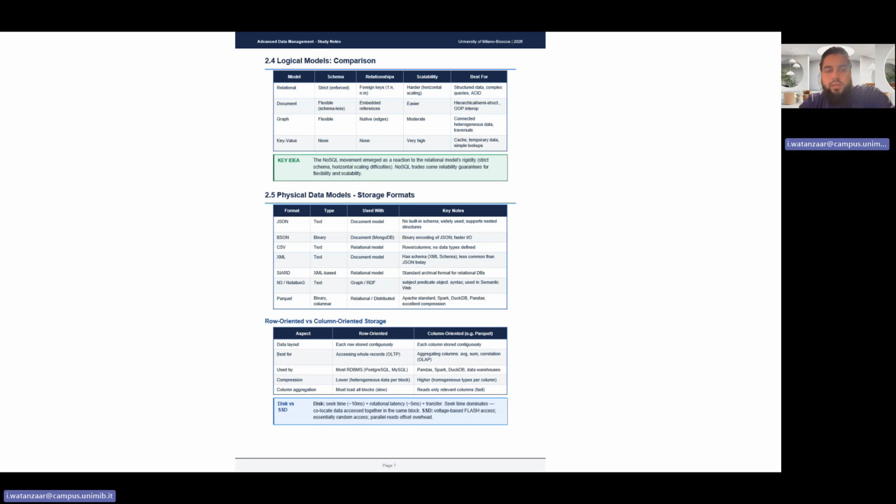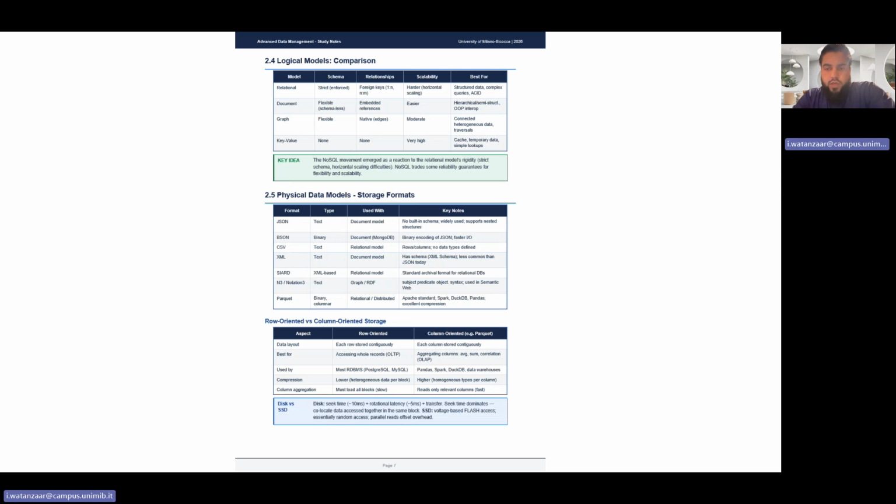Parquet is binary or columnar. It is mainly used by relational or, nowadays, the most advanced distributed data management systems, like Apache Spark, DuckDB or Pandas in Python. It has excellent compression. So these were some of the storage formats of physical data storage. Before continuing, we have to introduce two important concepts in the physical data models: row-oriented versus column-oriented storage.